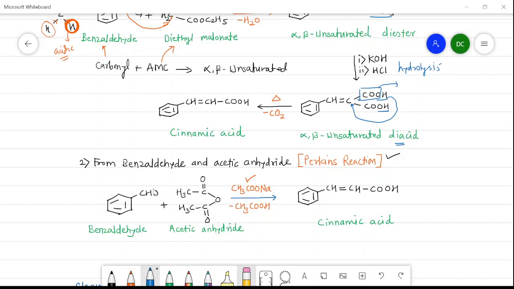Look here, the oxygen from benzaldehyde and two hydrogens from this CH3 group combine together and a water molecule is eliminated, and this acetic anhydride will join the carbon of benzaldehyde. Then in the next step, acetic acid is eliminated and we get cinnamic acid. So we have to keep in mind benzaldehyde plus acetic anhydride in presence of sodium acetate gives cinnamic acid. So by using Knoevenagel condensation as well as Perkin reaction, one can prepare cinnamic acid.